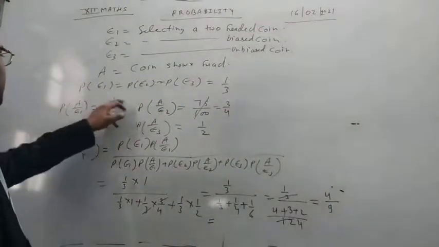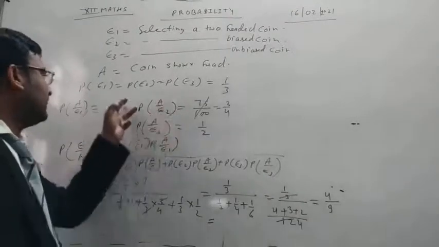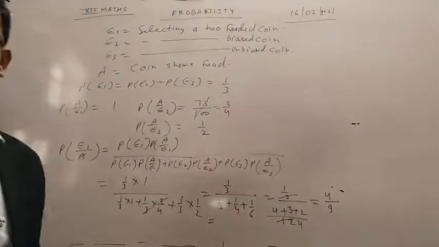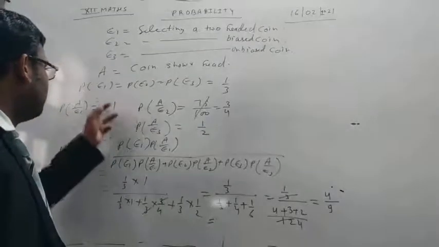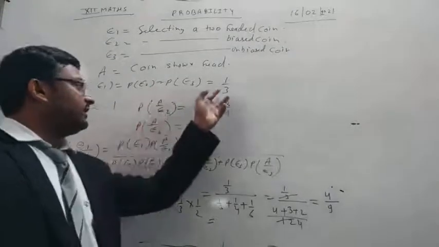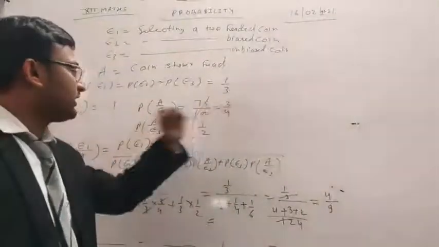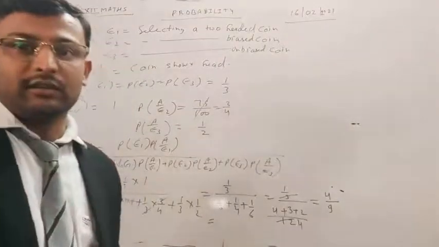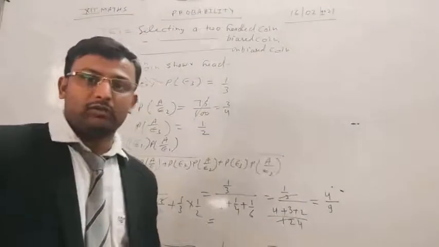The conditions were the probability of A by E1, A by E2, and A by E3. When the coin is two-headed and we toss it, we are sure to get head, so it will be 1. A by E2 gives head in 75% of cases, so it will be 75 by 100, that is 3 by 4. And the unbiased coin gives us 50-50 chances, so it gives us 1 by 2. When we put the values, we get the result.